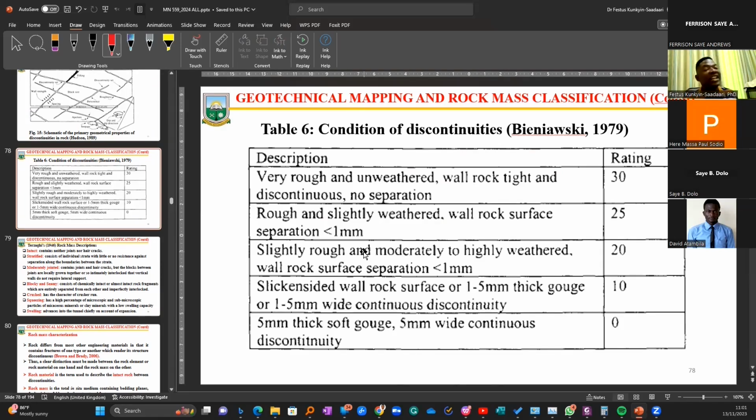Bieniawski in 1979 gave some description and some rating that you can give to it. So if I get to a surface and I see that it is rough and unweathered, it's a wall rock, tight and discontinuous with no obvious separation, although there's a crack on the surface, but no obvious separation. Let me see if I can get a typical example of that for us to see.